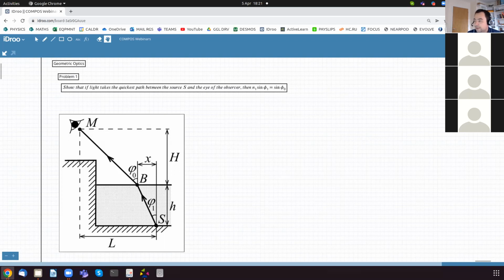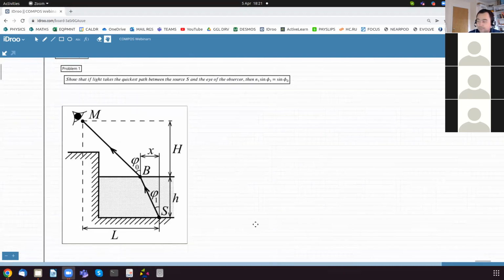So this is how we're going to do that. Assuming that light takes the shortest path, we will use differentiation to find it.